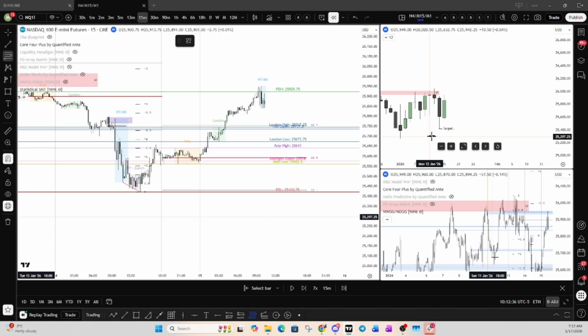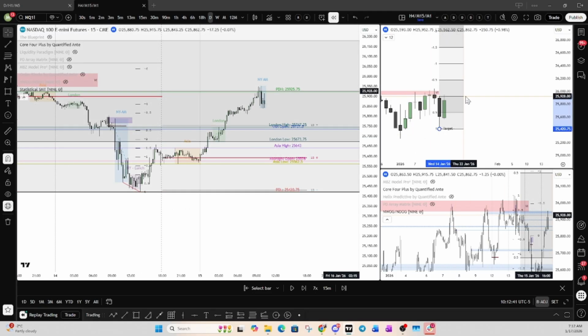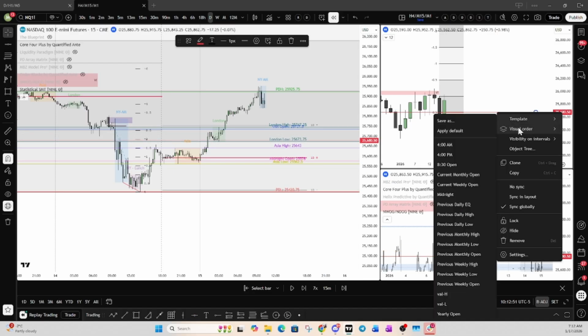Another thing: previous day EQ has been working out really well in terms of targets. That's also something I'm not really plotting, but today I'm going to plot it because I can't remember exactly if we get it going back.